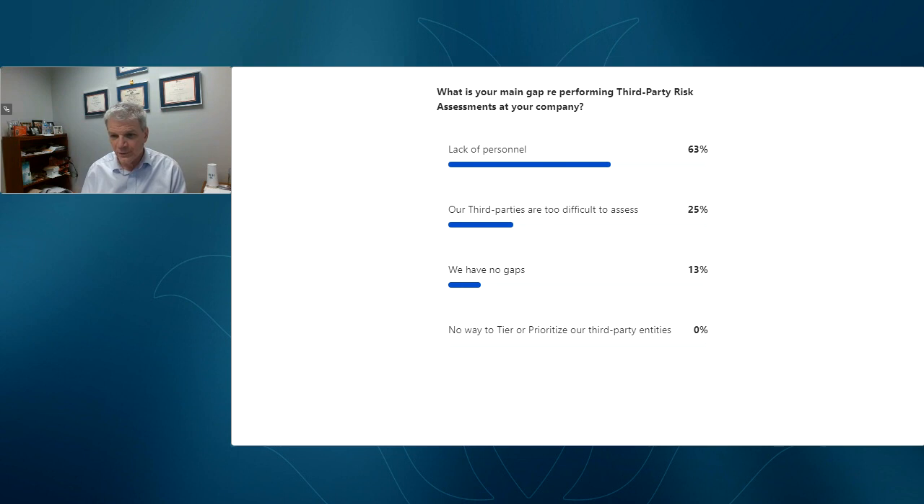Third parties are too difficult to assess. I think that's somewhat true, but if you just start to put some stuff down and work through it, you'll find they're not as difficult as you might think. Once you get into it, it sometimes seems to be a little bit more doable.